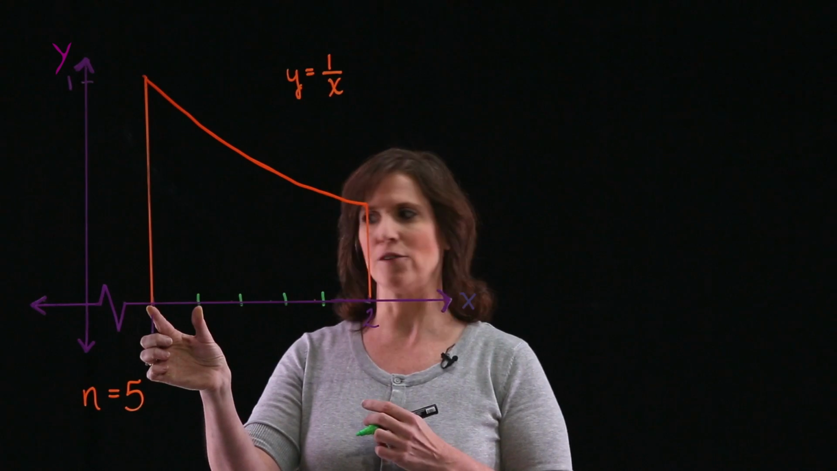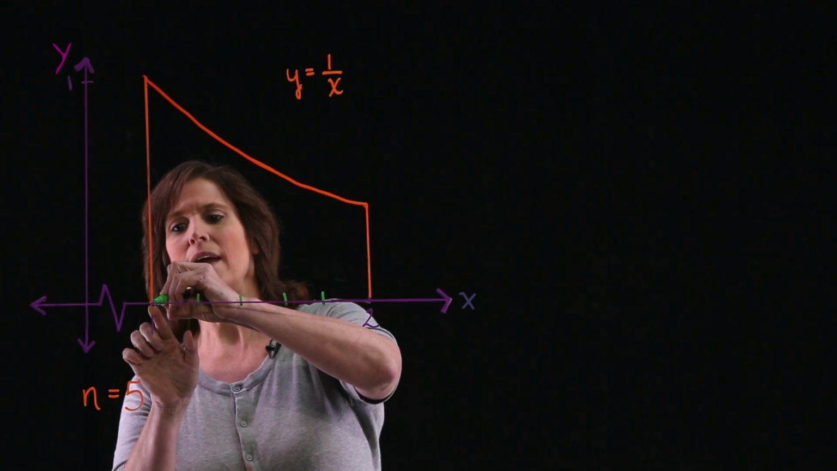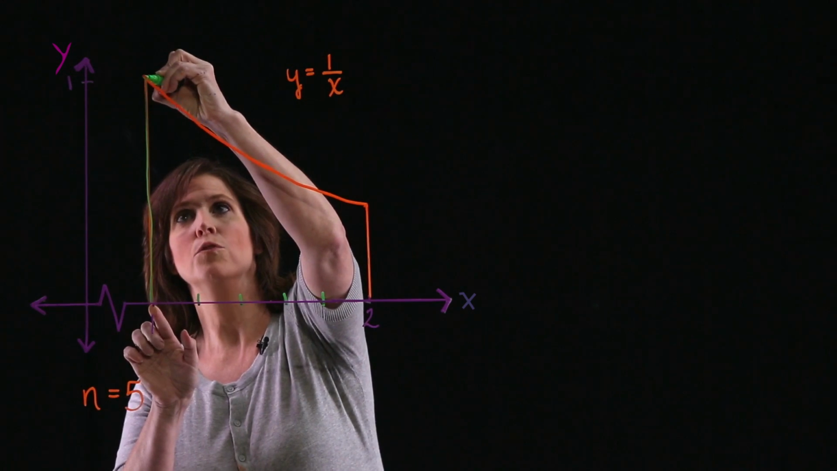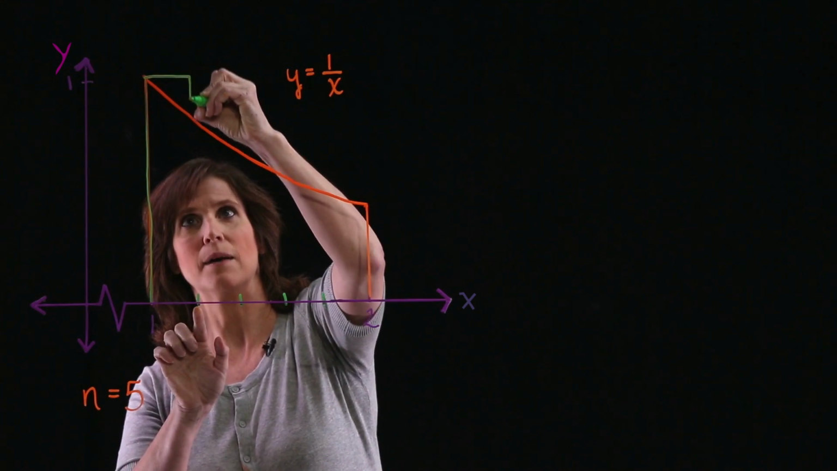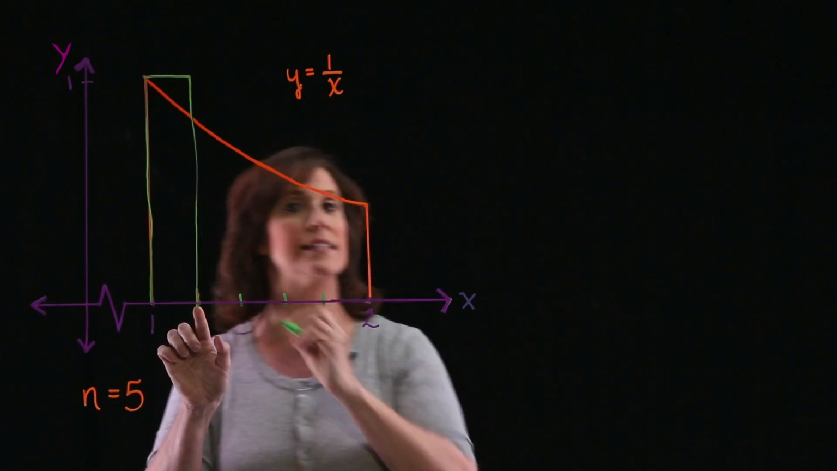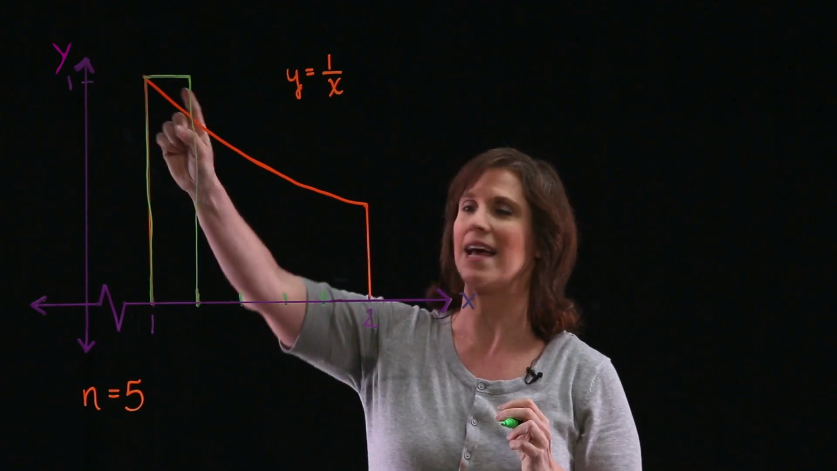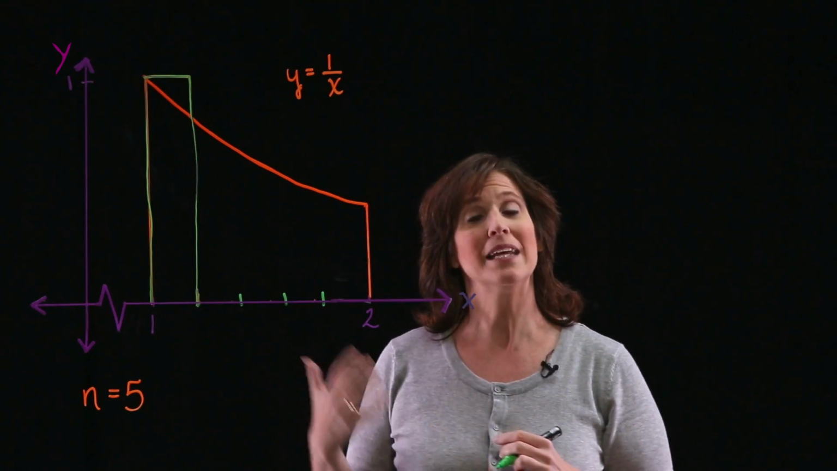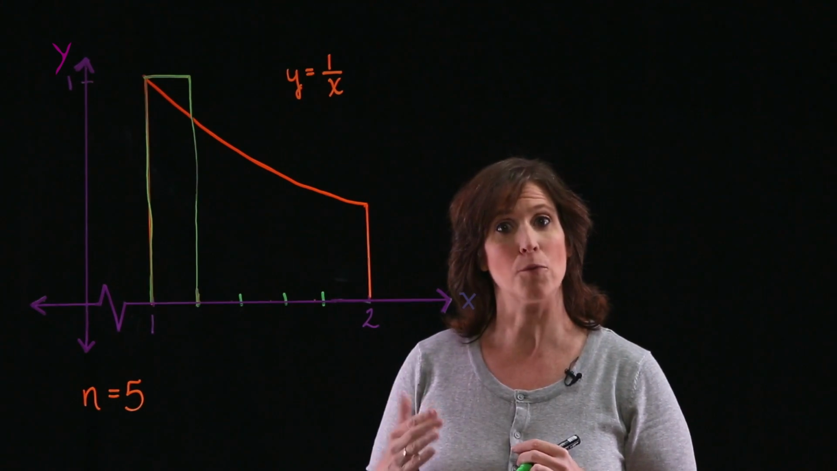So let's take a look at that first rectangle. I'll come straight up to my graph, move over, and then come down. And again, notice what I've done is I've created a rectangle whose area is bigger than the piece that's under the curve. I'm going to continue to do that for the other 4 pieces.